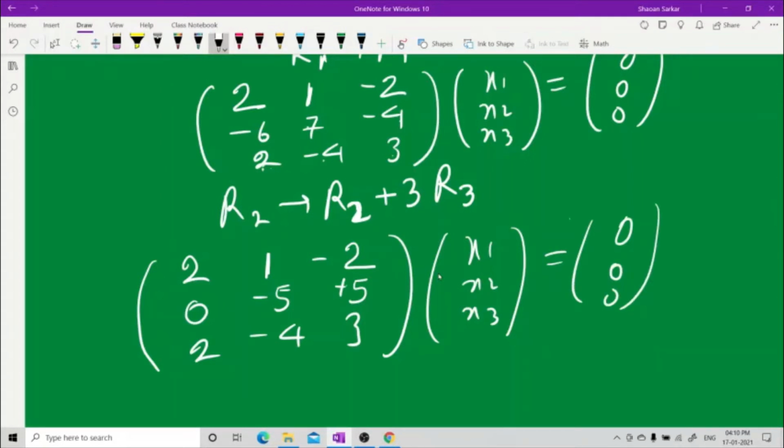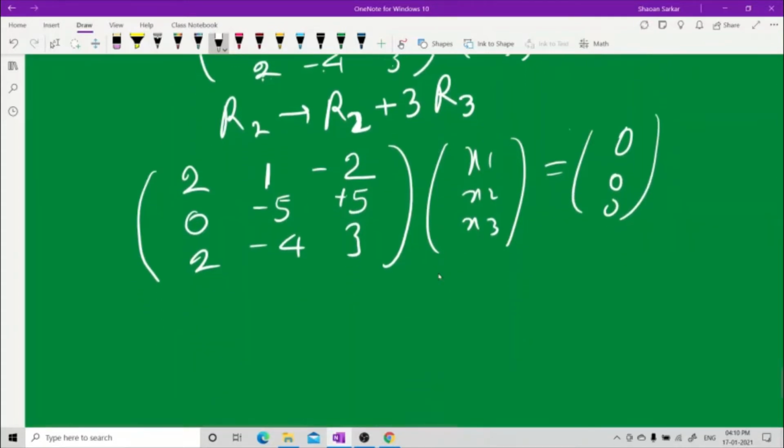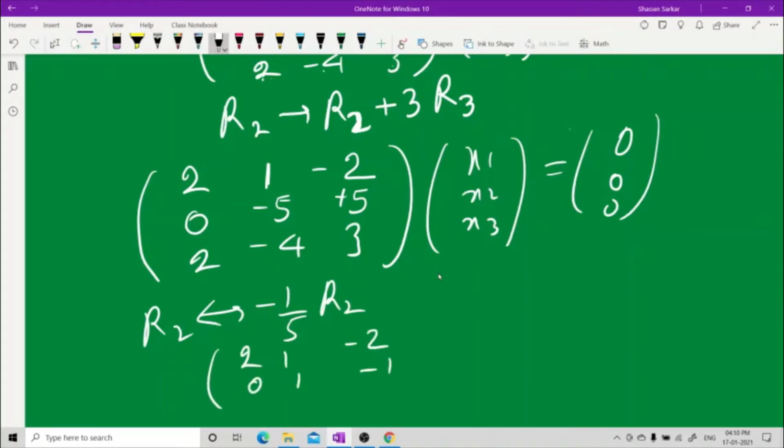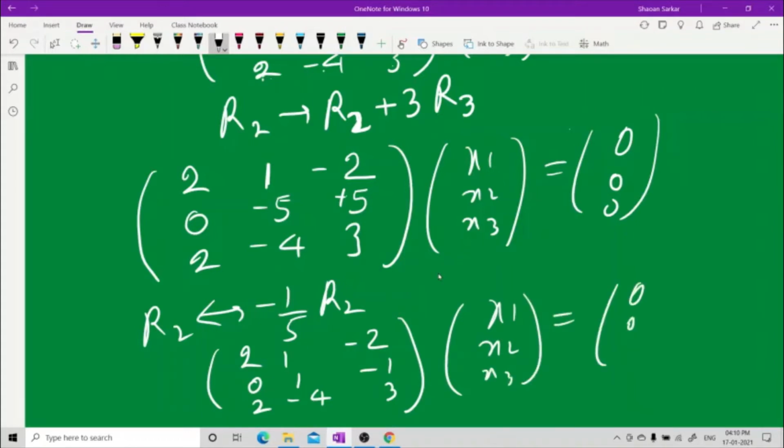Now you can do one more operation. Very simple. Do one thing. Divide this row. R2 is R2 minus 1 by 5 R2. So what you will get is 2, 1, minus 2, 0, 1, minus 1, 2 minus 4, 3. Now x1, x2, x3, you have 0, 0, 0.